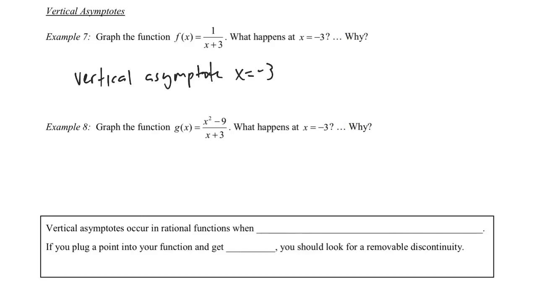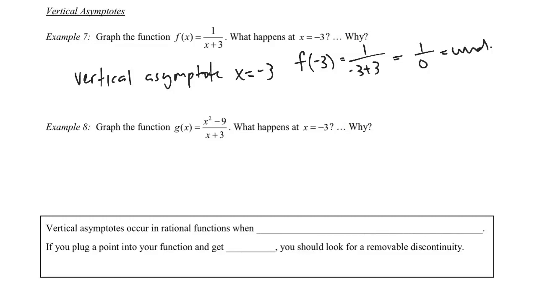And so why is that? Well, here's one reason: if we evaluate this function at negative 3, remember we're going to get 1 over negative 3 plus 3, which is equal to 1 over 0, which we say is undefined because we cannot divide by 0.